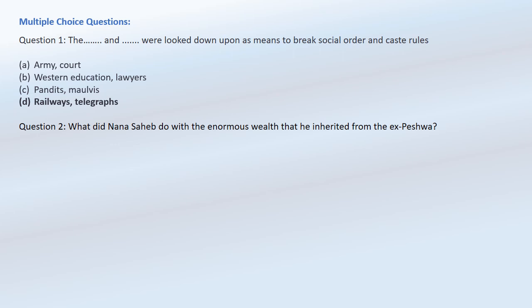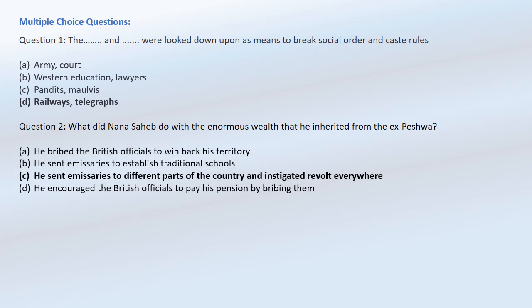Question 2. What did Nana Sahib do with enormous wealth that he inherited from the ex-Peshwa? A. He bribed the British officials to win back his territory. B. He sent emissaries to establish traditional schools. C. He sent emissaries to different parts of the country and instigated revolt everywhere. D. He encouraged the British officials to pay his pension by bribing them. Option C is the right answer. Nana Sahib sent emissaries to different parts of the country and instigated revolt everywhere with the enormous wealth that he inherited from the ex-Peshwa.